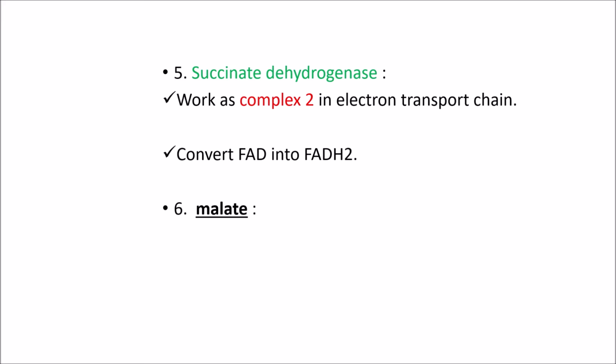And now let's talk about malate. Malate goes by the malate shuttle into the cytosol from the mitochondria and helps there in gluconeogenesis. Now we already know that the TCA cycle mainly occurs in order to release energy, right? So let's talk about that.